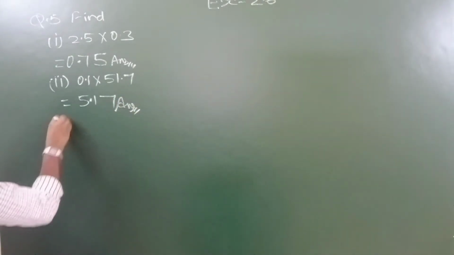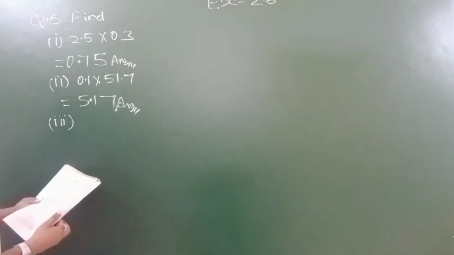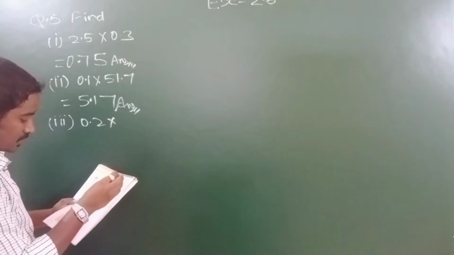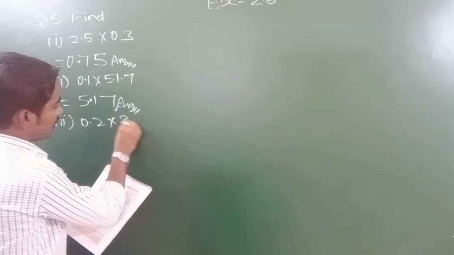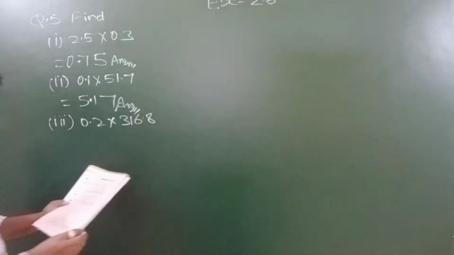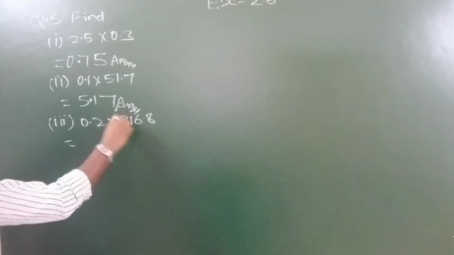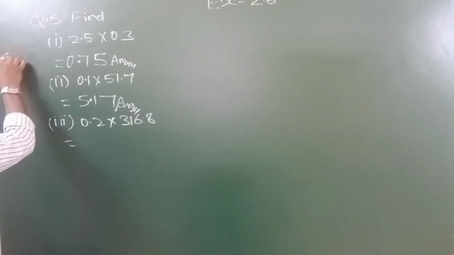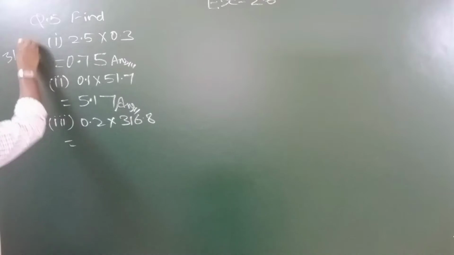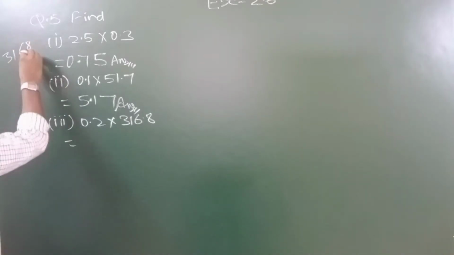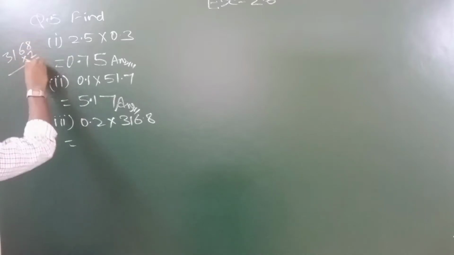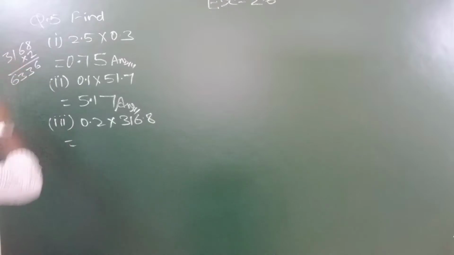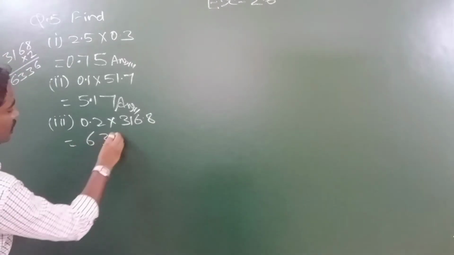Now moving to the next segment, I hope you all are following me, students. Now 0.2 into 316.8. Again we will forget that they are decimal numbers, as I told you. Now we will multiply. I am doing the rough work here, students. 3168 into 2: 8 twos are 16, 6 twos are 12 plus 1 is 13, 1 two is 2 plus 1 is 3, 3 twos are 6. So how much will you have? 6336.